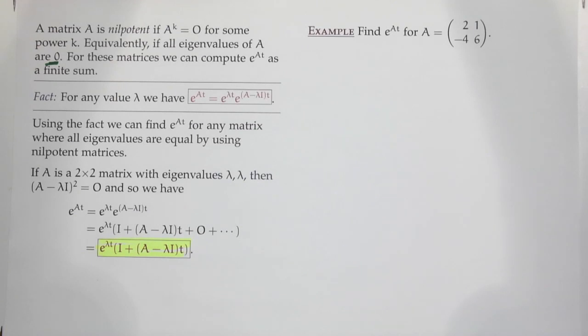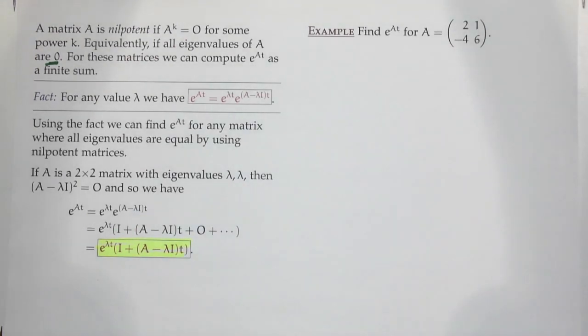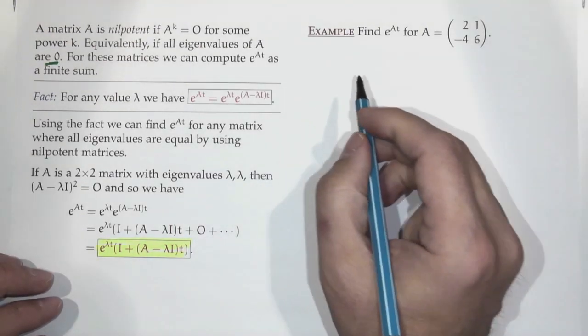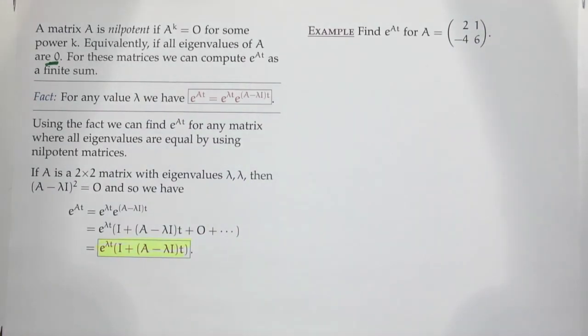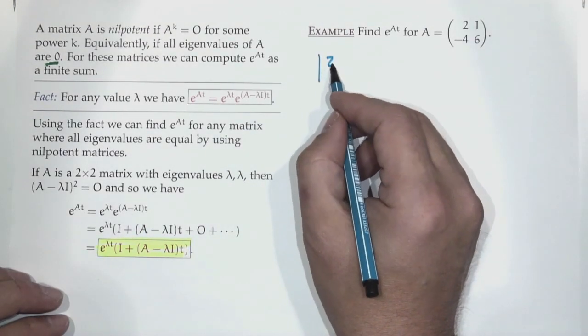So let's try an example. Here's a matrix, A equals [2, 1; -4, 6], and we're asked to find e to the power At. All right. Well, what's the first thing we should do? Find the eigenvalues.